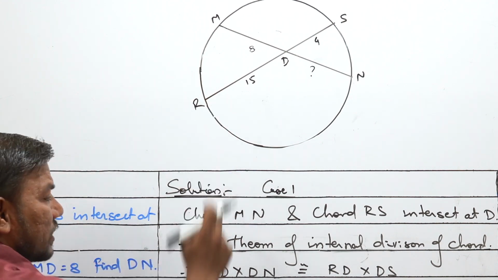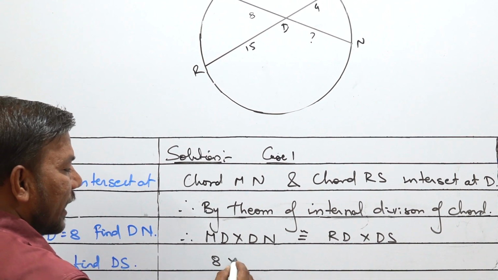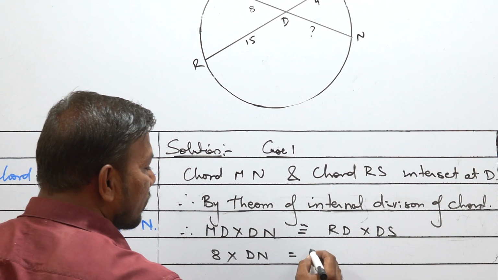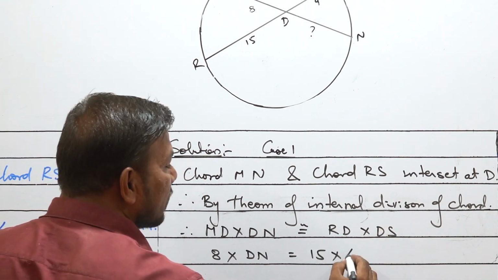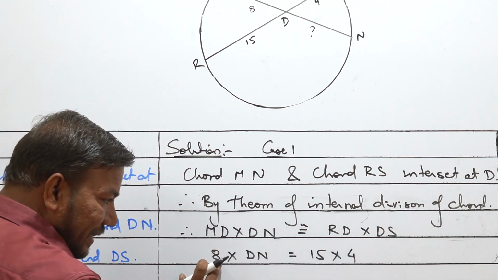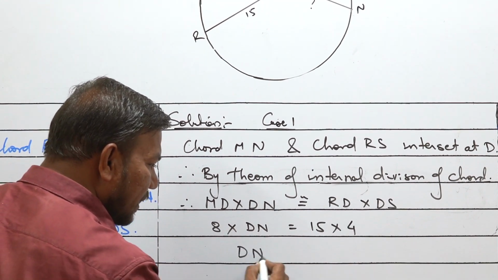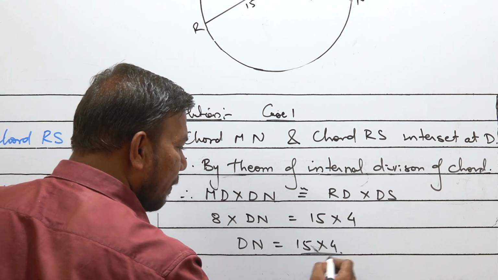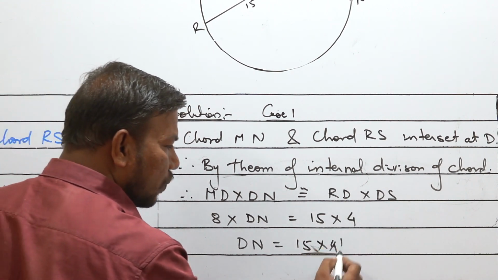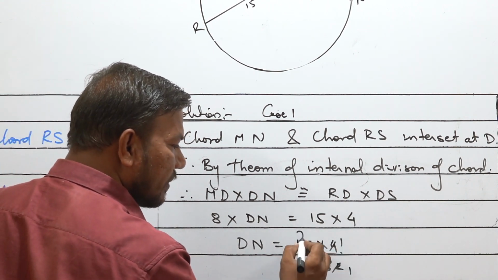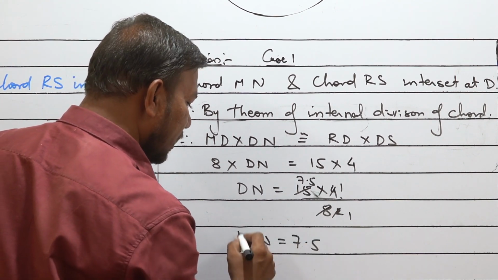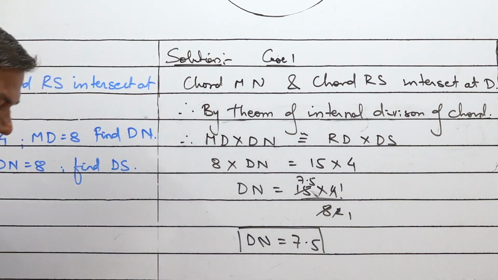Now we will substitute. What is MD? That is 8. What is DN? We don't know. What is RD? 15. And what is DS? It is 4. Now this 8 goes here. So DN is equal to 15 into 4 by 8. It is 1s, 2s, 1s, 7.5s. So DN is 7.5 for the first case. Is that clear, all of you?